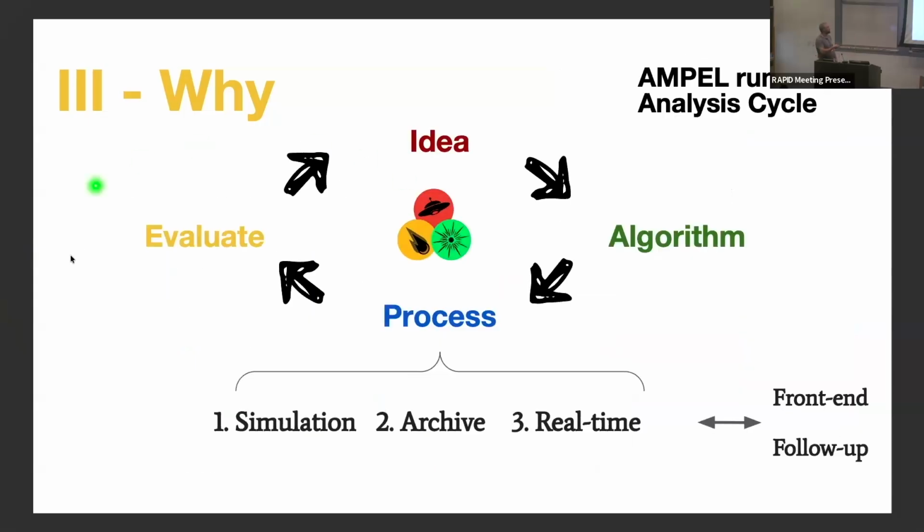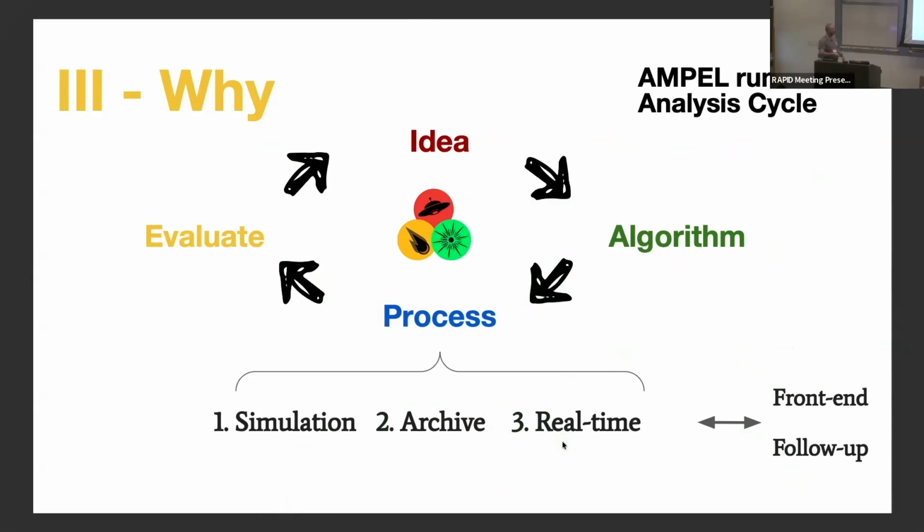So the idea of AMPEL as an analysis engine is that how we will be working with these large data sets works a little bit like a cycle. You have an idea, you implement that as an algorithm. Once you have that, you process data, you evaluate the data somehow, you improve your idea, and then you get to improve your algorithm, and then you go around here. And possibly in each cycle, you change what sort of data input you're having, from simulated data to archive data, and then eventually to real-time data.